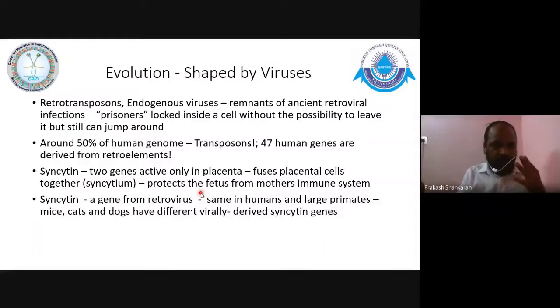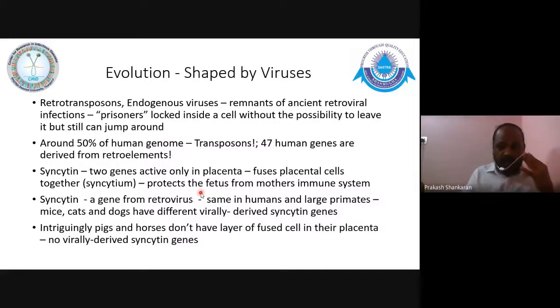Sometimes it protects them. Not only we have it, there are other large primates, other animals like mice, cats, dogs. They have it, but they are not derived from the same viral syncytin genes. So we have got these syncytin genes. They are doing a fantastic job of protecting the fetus. We got them as a gift from the viruses. They are now fantastically working for us.